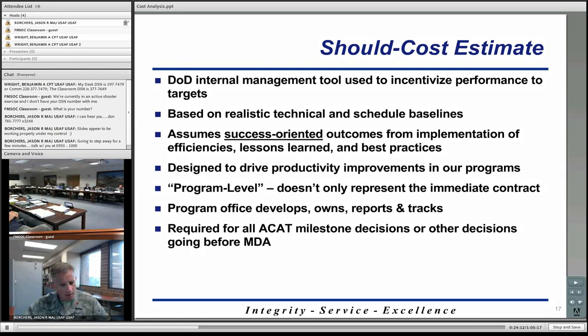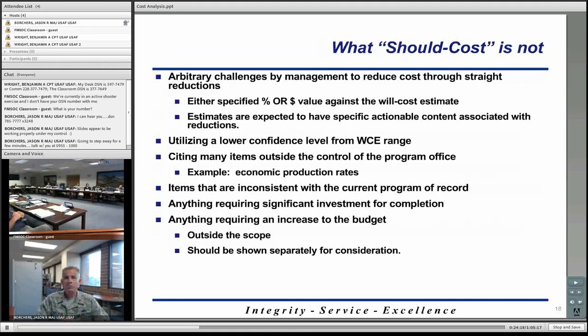Okay, so a few things what should cost is not. It's not just arbitrary challenges by management to reduce cost. So if your program manager says, well, I want to reduce cost by 10%, mark it down, that's not what should cost is. Arbitrary percentages, arbitrary dollar amounts, that's not what should cost is. Utilizing a lower confidence level from your will cost estimate range. So should cost is not saying, well, I'm gonna go ahead and use the estimate that's at the 35% confidence level. It's just not realistic. It's not what should cost is designed to be.